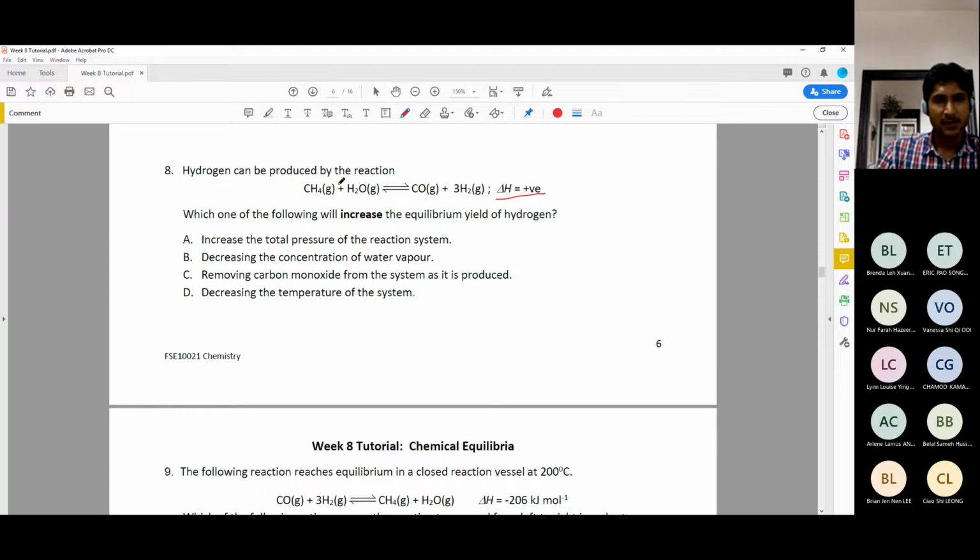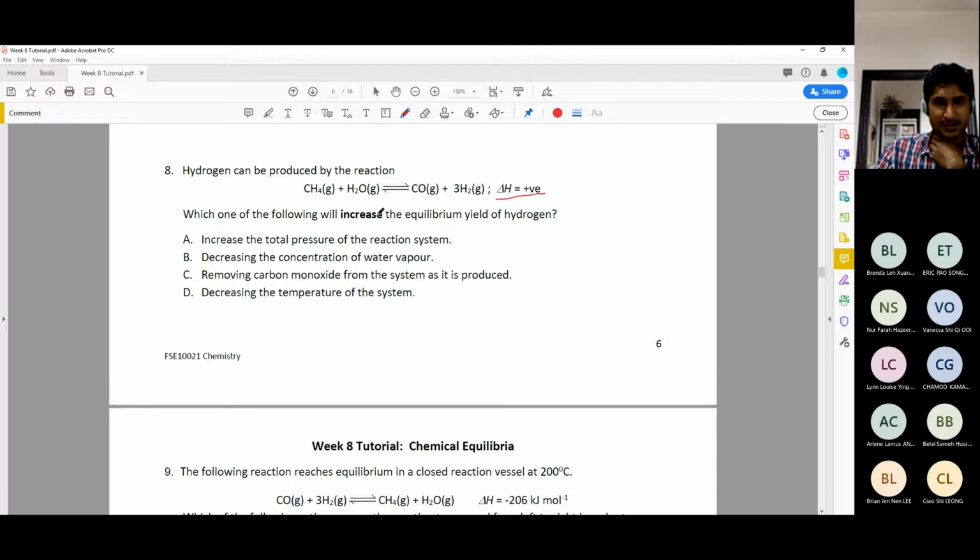Hydrogen can be produced by the reaction in this way. Which one of the following will increase the equilibrium yield of hydrogen? What do we do in this reaction that will increase the hydrogen production? Increase the total pressure of the reaction system. If we increase the total pressure, what will happen?